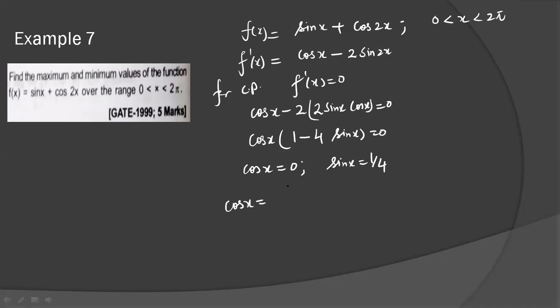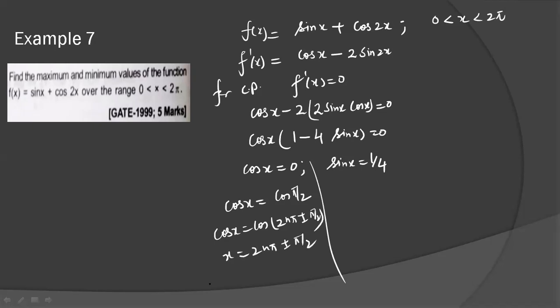So cos x equal to 0 can be written as cos pi by 2. If you write the general formula, then it is equal to cos 2n pi plus minus pi by 2. So x equal to 2n pi plus minus pi by 2. For n equal to 0, you will get x equal to pi by 2 and minus pi by 2, but minus pi by 2 is not in the given domain.